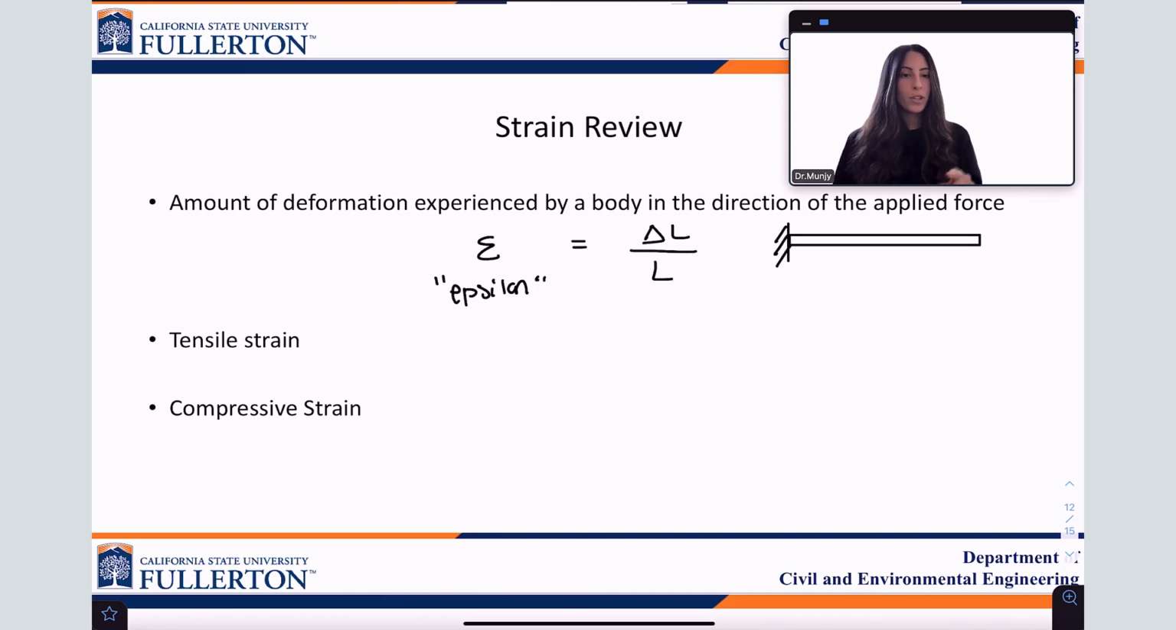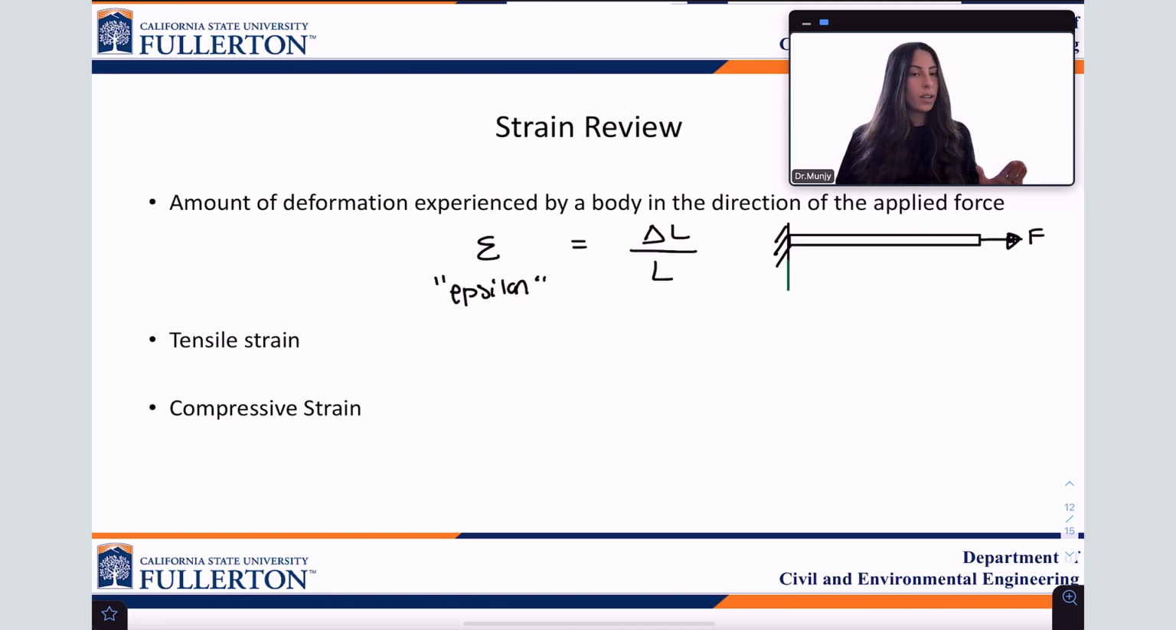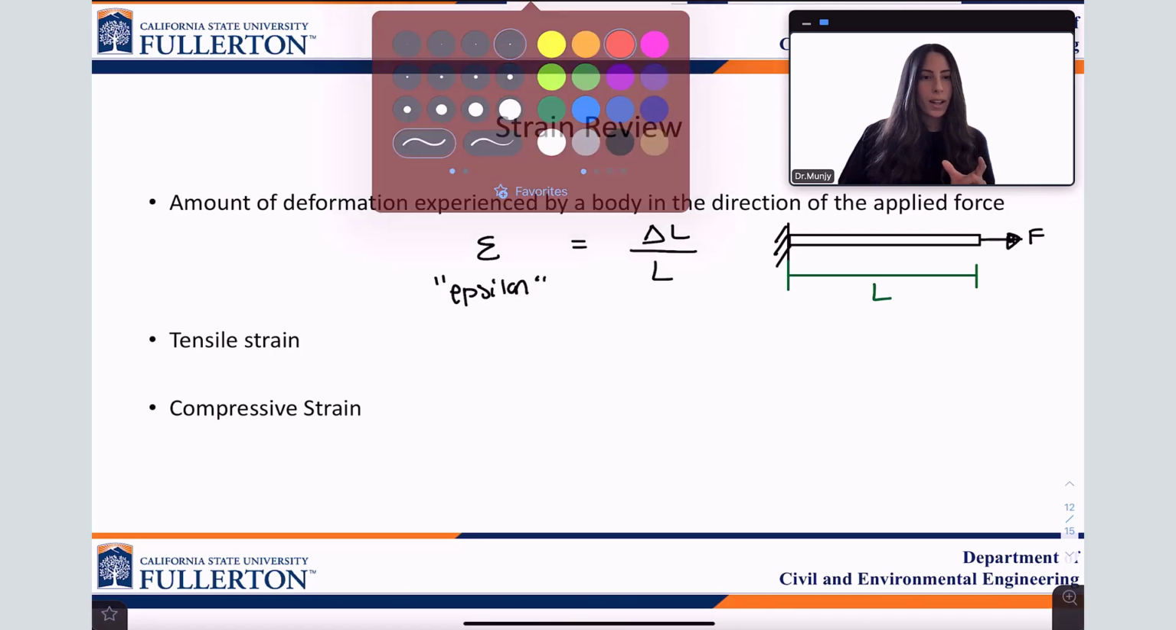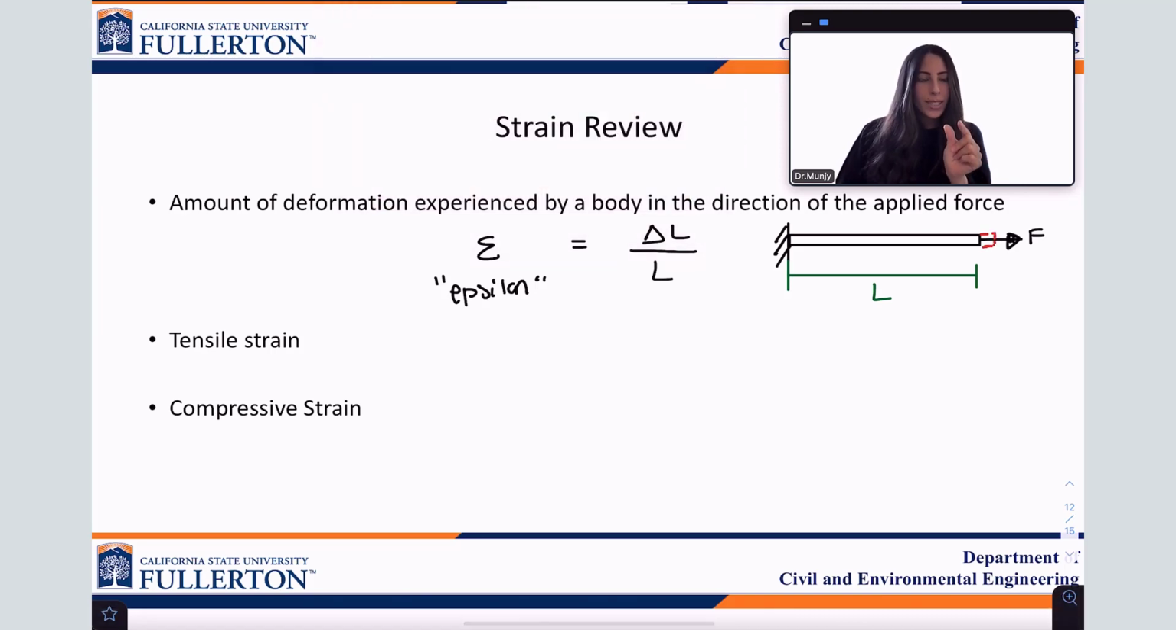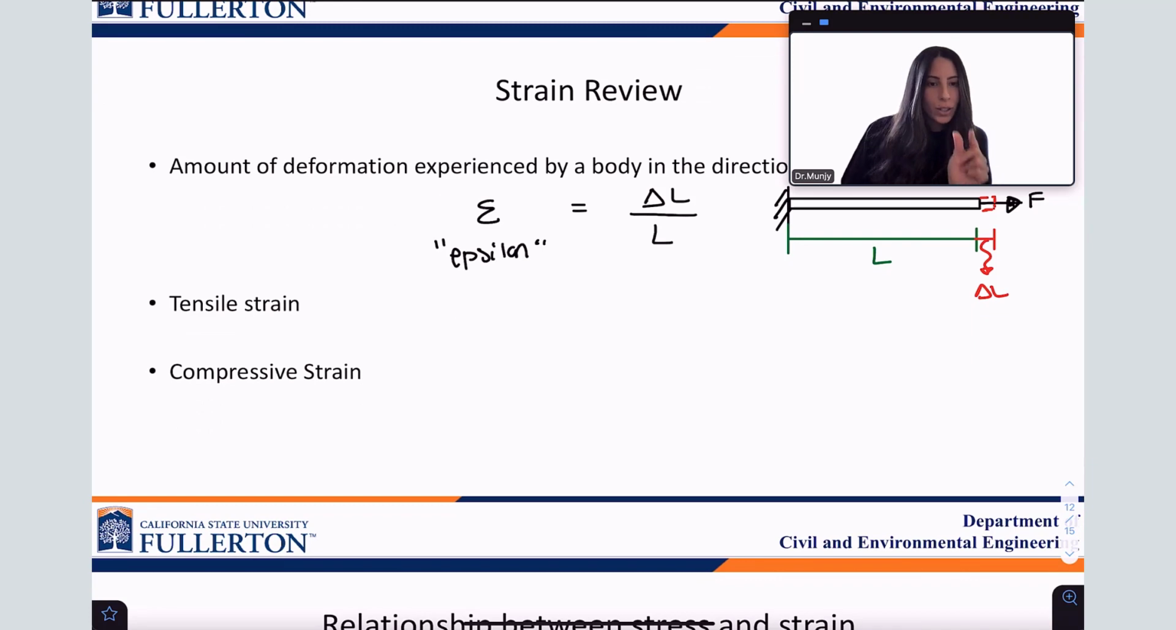So I'm going to draw here for you a bar, and let's say it's fixed to a wall that doesn't move, and we pull on this bar with some force F. We could also push on it, but we're pulling, let's say in this case. If you're pulling on this bar, and it has an original length of L, it's going to deform by some little delta L, right? This little red portion is going to pull by that much, and that's some change in the length of the member, right? So that little delta L divided by the total L, that gives us the strain in that element.